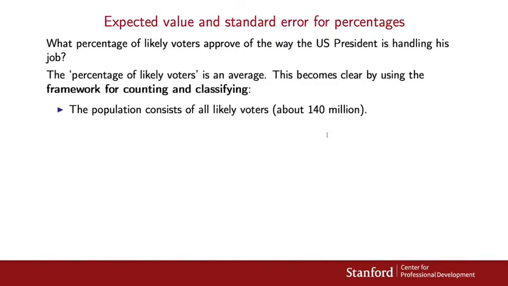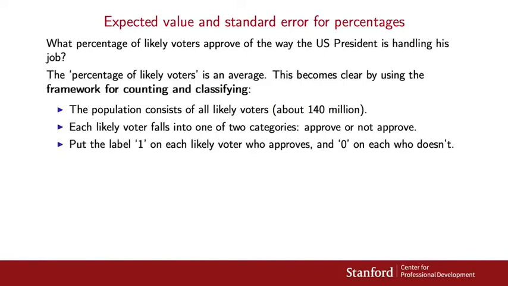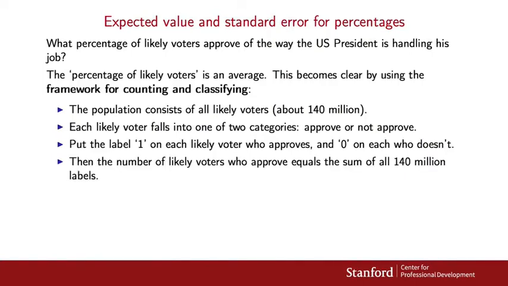In this example, the population consists of all likely voters, which are about 140 million adults. Each of these likely voters falls into one of two categories. Either they approve of the president's handling of the job or they don't. What we do now is we put the label 1 on each likely voter who approves and 0 on each who doesn't approve. The reason we do that is because then the number of likely voters who approve equals the sum of all 140 million labels.